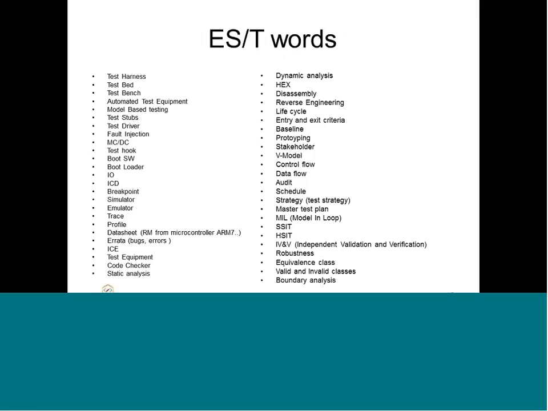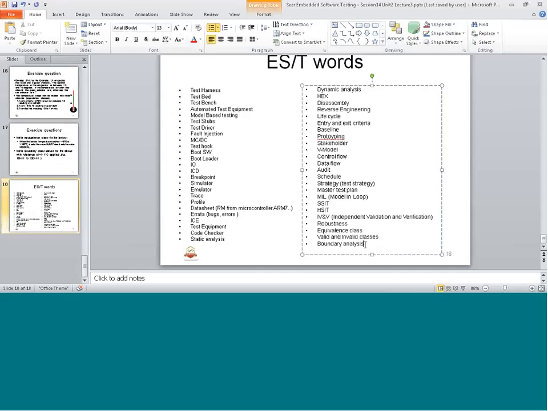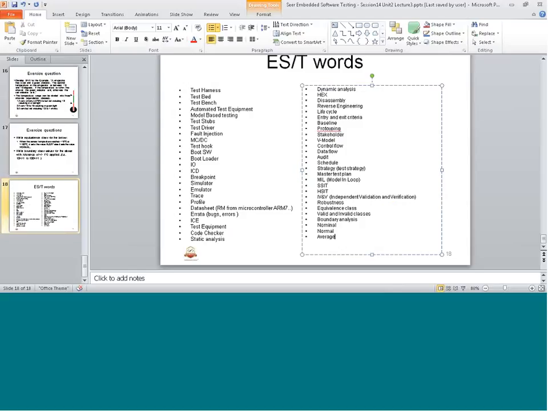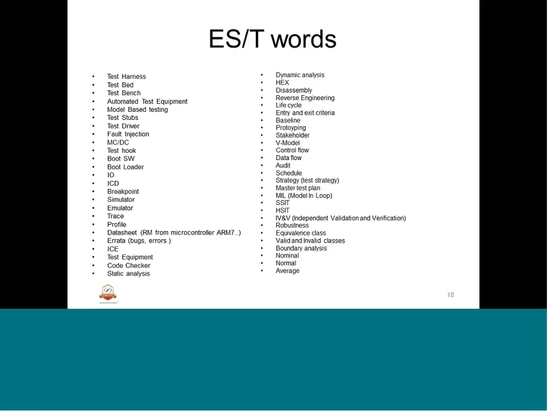Okay, so we will add nominal, normal, average, all of which mean the same. It is a type of input that is fed to the system. So that is about the boundary value analysis. It's very important to learn boundary value analysis and equivalence partitioning, because the entire test design technique is founded on these two techniques. We need to have this for embedded software testing.